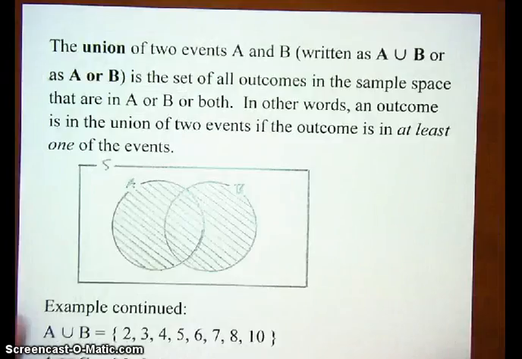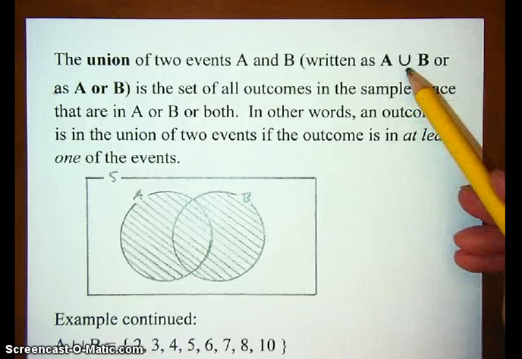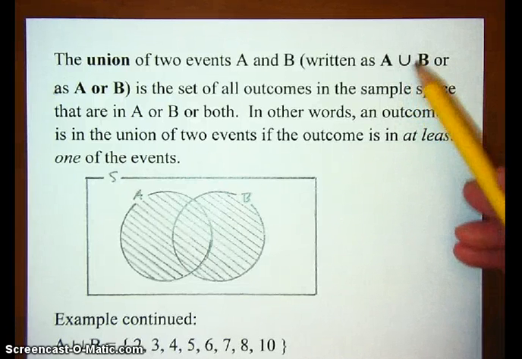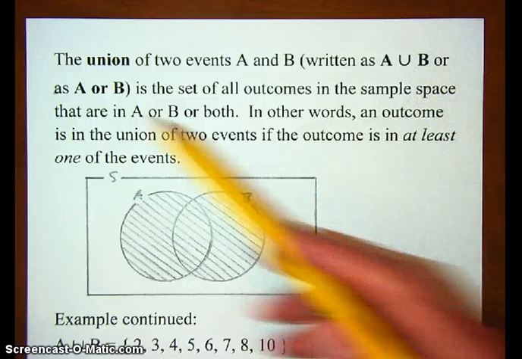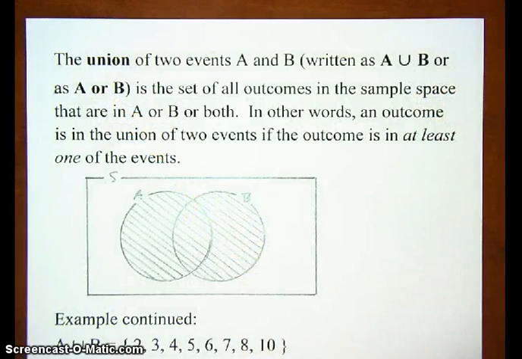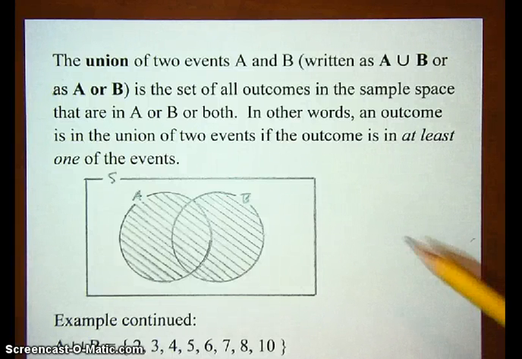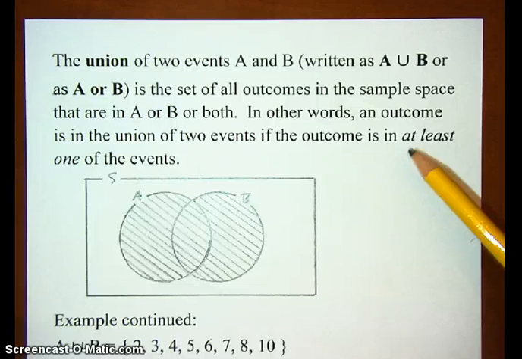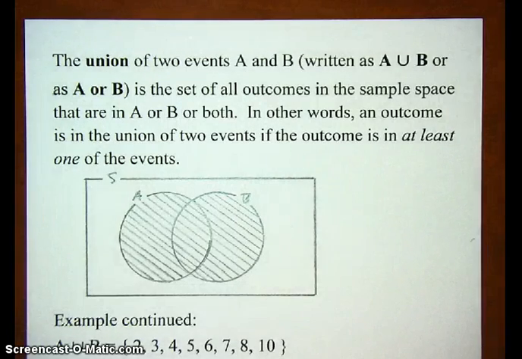Finally, the union of 2 events, A and B, which we write like this, A with this sort of U-shaped symbol, B, or as A or B. They mean the same thing. This is the set of all outcomes in the sample space that are in A or B or both. This is an inclusive kind of or. An outcome is in the union of 2 events if the outcome is in at least one of the events.